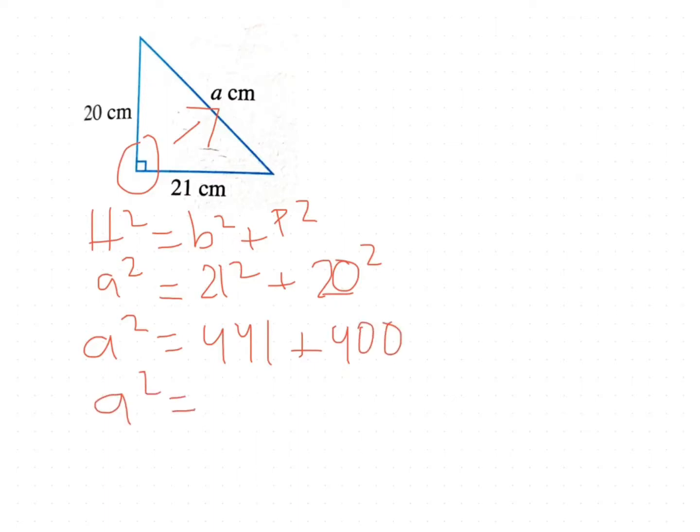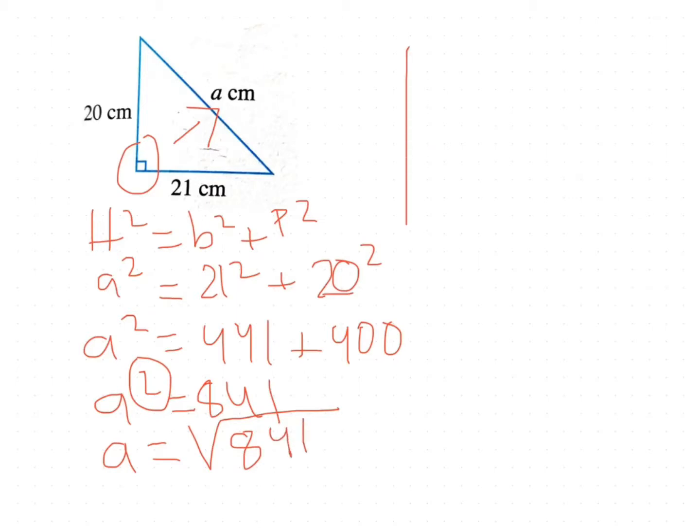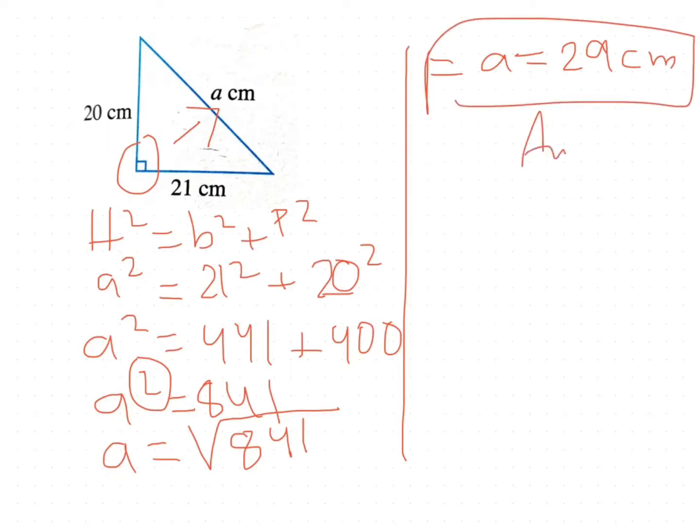Now we have to add them. Now we have to find the value of A. For finding the value of A, we have to remove this square from it. For removing the square, we have to take the square root of 841, and the square root of 841 will be 29. So the value of A would be 29 centimeter. That's the solution of question number 1.